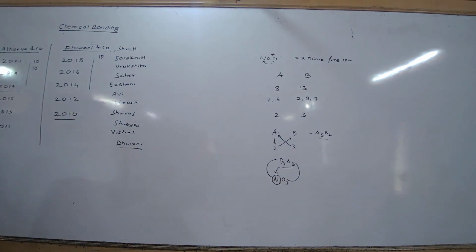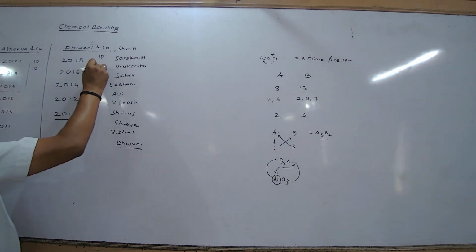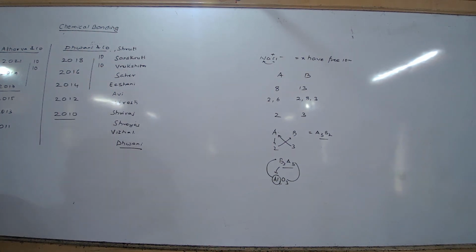Okay, next one. What was that next one? This side. Sanskriti, बोलिए. The bond in which the electrons are shared equally between the combining atoms: non-polar. Non-polar. Excellent. Full marks over here. Next one. Who's the next one? Shivam.